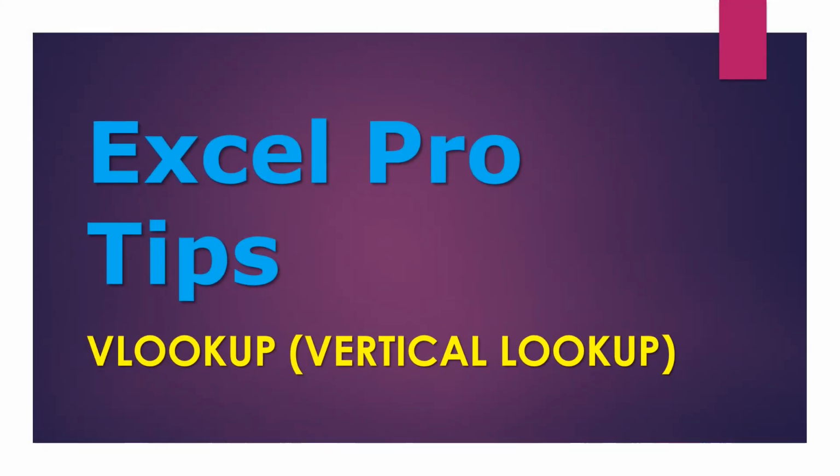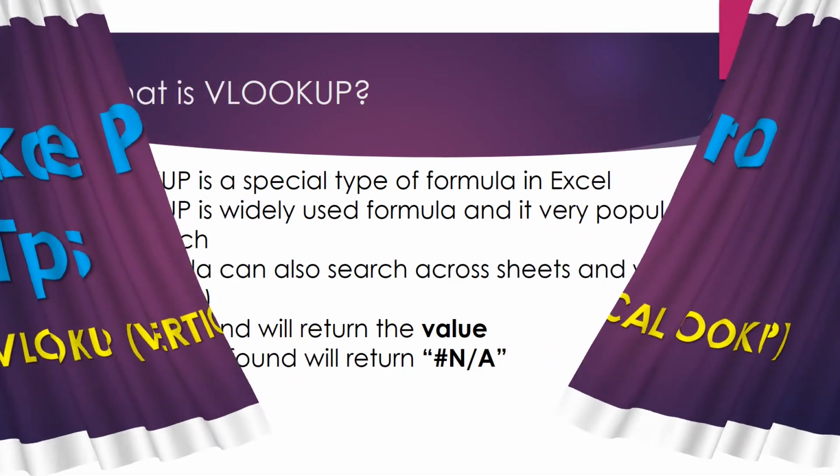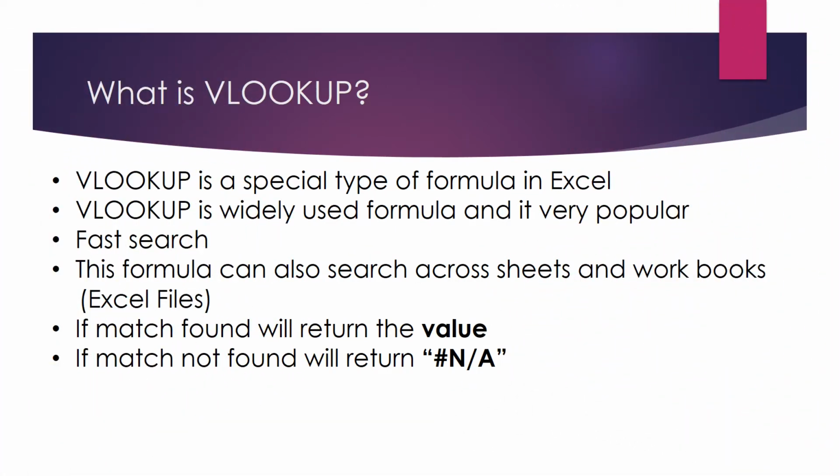In this video, we're going to see the most popular formula in Microsoft Excel, which is VLOOKUP. It's also called a vertical lookup. So what is VLOOKUP? A VLOOKUP is a special type of formula in Microsoft Excel. Why is it special? Because it searches the data very fast, and you can get the required data from the data source using the key.